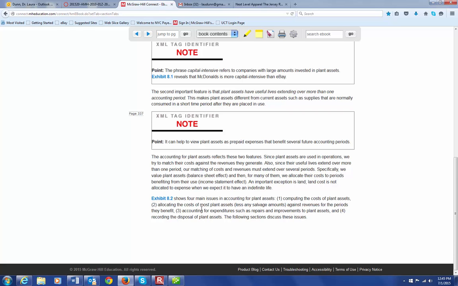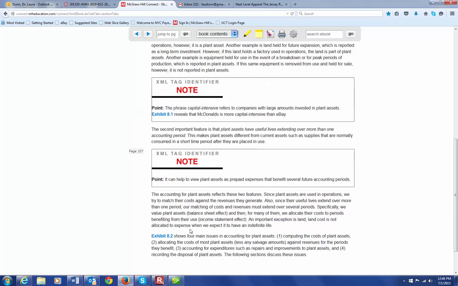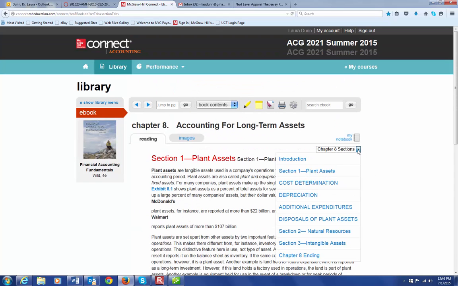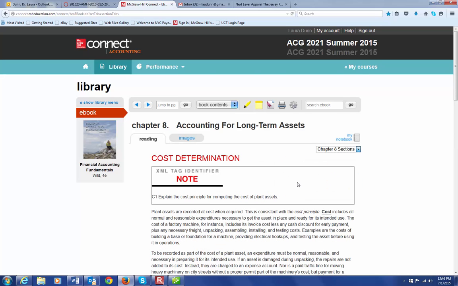So this talks about the four main issues that are involved in accounting for plant assets. First of all, you have to compute the cost of the asset itself, and that is sometimes more difficult than it may seem. Then you have to allocate the cost of the plant asset against the revenues for the periods that they benefit. Also account for any expenditures, such as repairs and improvements to those assets, and then how do you handle disposing of them when you get rid of them. So we're going to talk about how we handle all of those things in the next section. First of all, the cost determination of the plant asset.